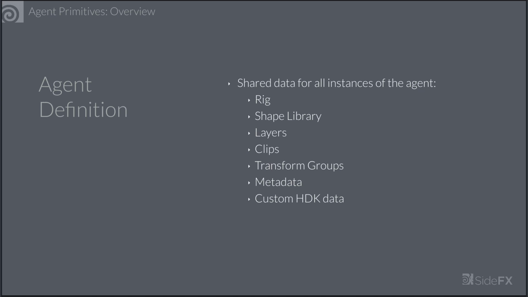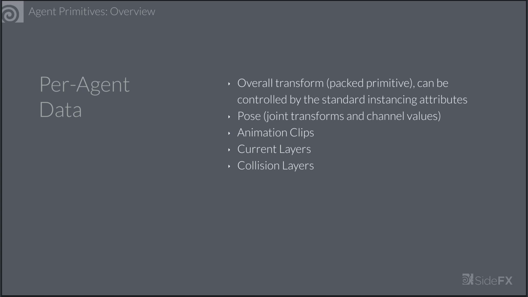There's the metadata, which is a dictionary that can be used to store custom user data in the agent definition. And then finally, in the HDK, it's also possible to define your own custom data items that live in the agent definition. So along with the shared agent definition, each primitive then, of course, also has some of its own data that's unique for every single instance.